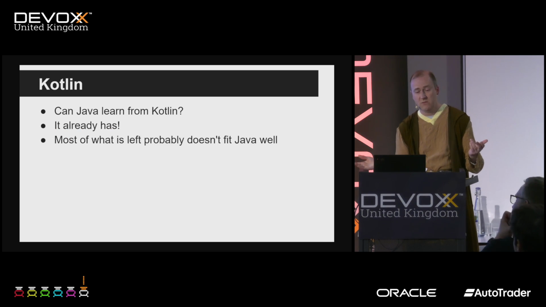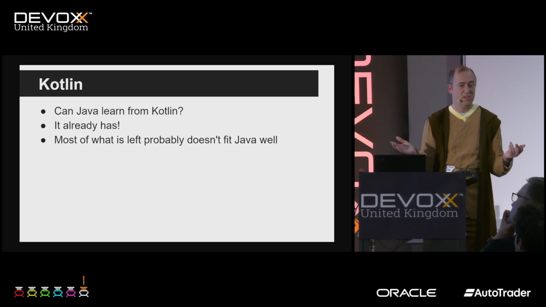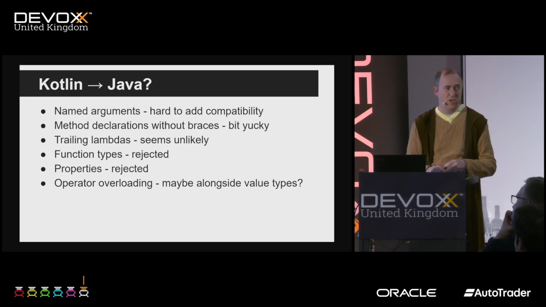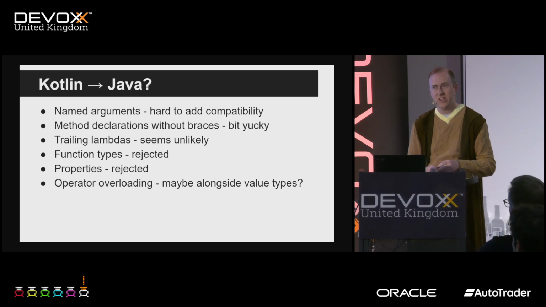Can Java learn from Kotlin? Well, yes, it already has. It's stolen various features, as we know. What's left? Maybe it doesn't fit. So named arguments. Hard to add. It's tricky in backwards compatibility terms.